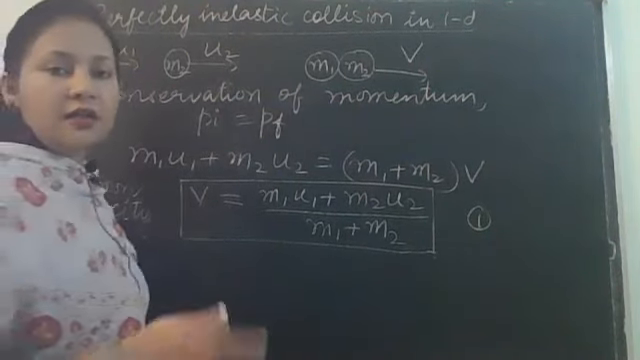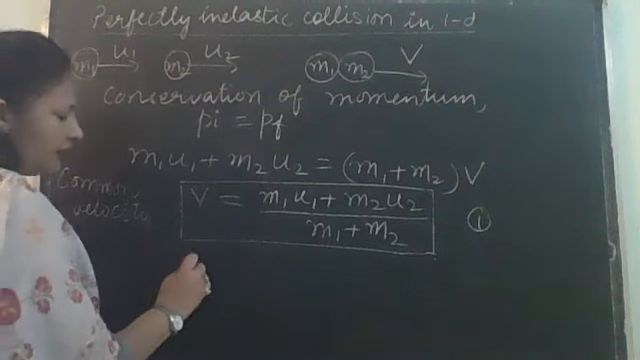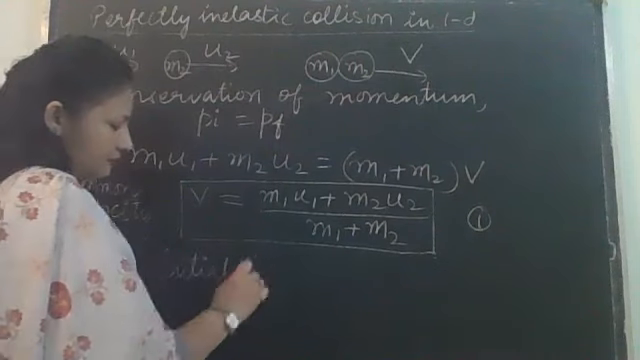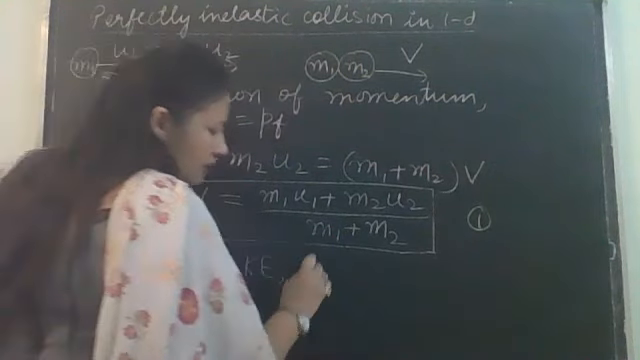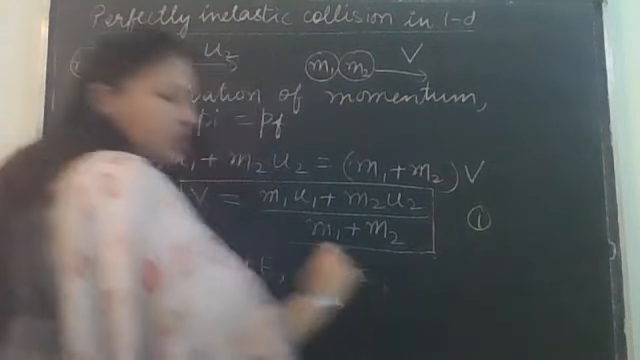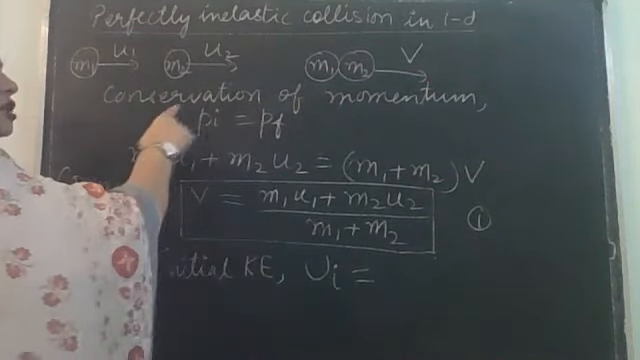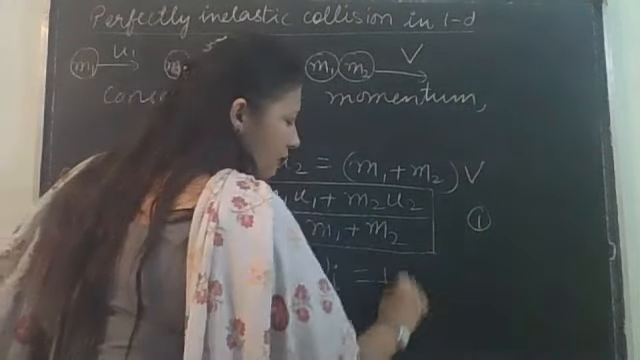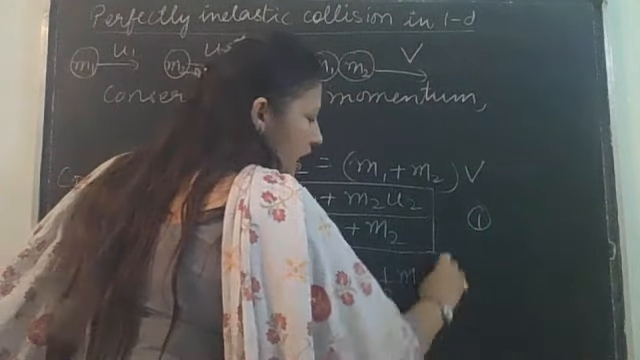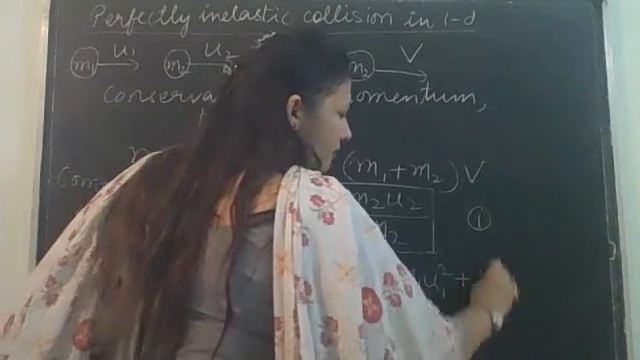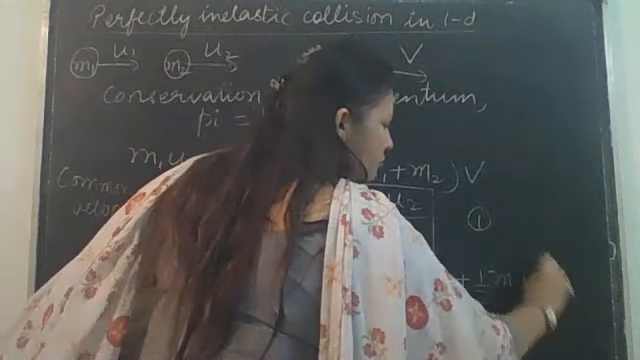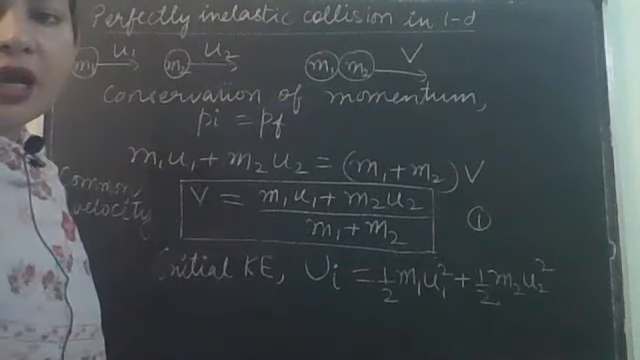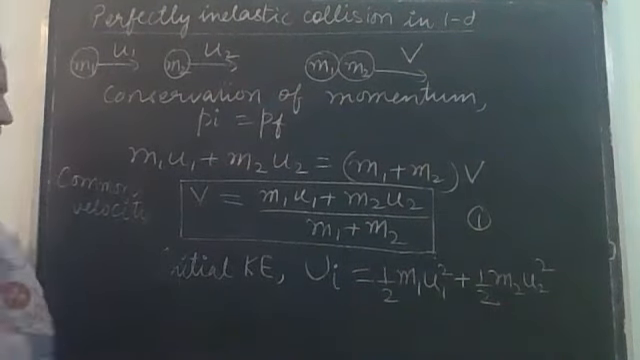After this, let's find the loss in kinetic energy. We know that kinetic energy is not conserved. So let us find the initial kinetic energy first. Let us call it Ui. Initial kinetic energy is the kinetic energy of the first ball before the collision and the kinetic energy of the second ball before the collision. So that is half m1 u1 square plus half m2 u2 square. You know the formula of kinetic energy, half mv square, right?